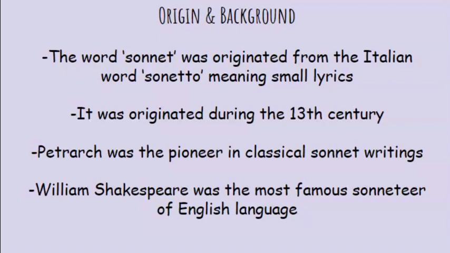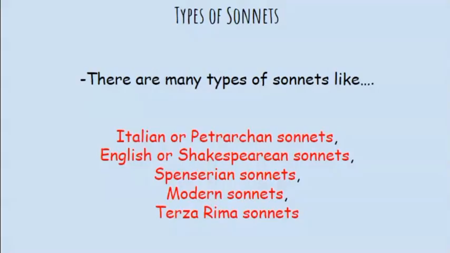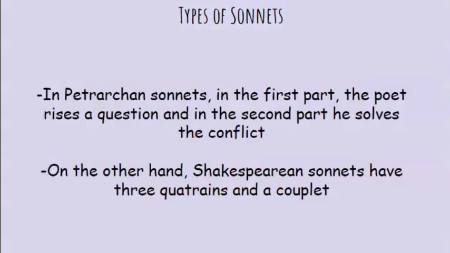Now, if we try to find the types of sonnets, there are plenty of them. There are many types of sonnets like Italian or Petrarchan sonnets, English or Shakespearean sonnets, Spenserian sonnets, modern sonnets, terza rima sonnets, and many more. Amongst them, Petrarchan sonnets are most famous. This type was popularized by the Italian poet Francesco Petrarch.